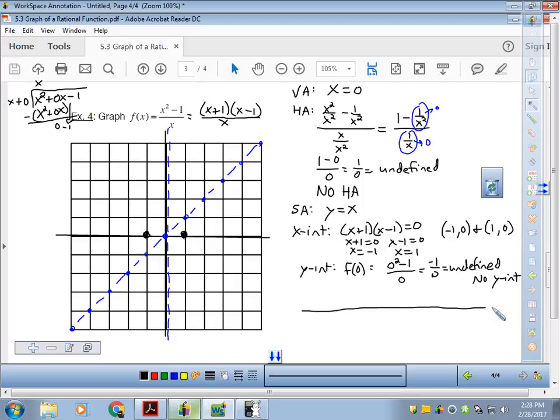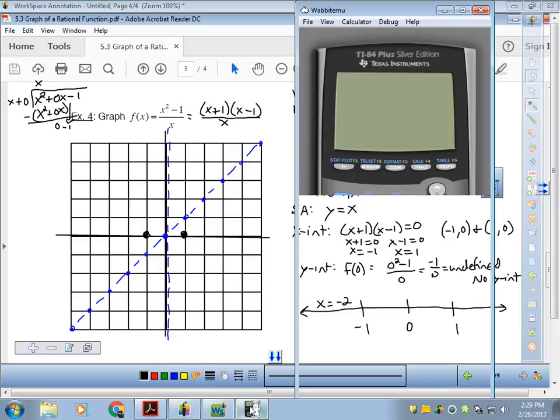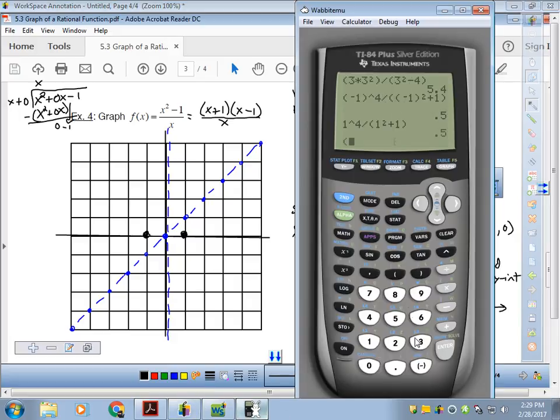So the next thing we want to do is our little bit of sign analysis. This time we're going to have 3 things on there because we have 2 x-intercepts and 1 vertical asymptote. So we're going to have -1, 0, and 1. If I pick a number before -1, like -2, I can plug it into this equation. So I'm going to have -2 squared minus 1, divided by -2. And that gives me a -1.5.